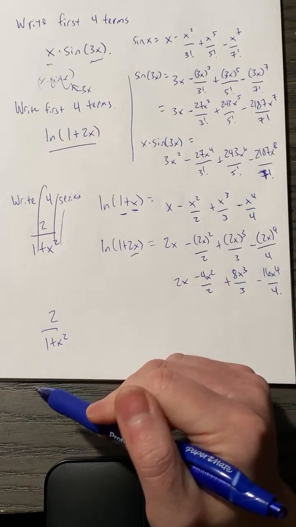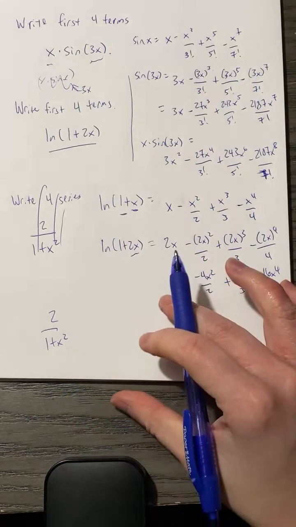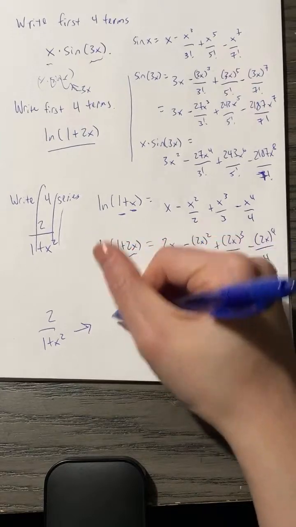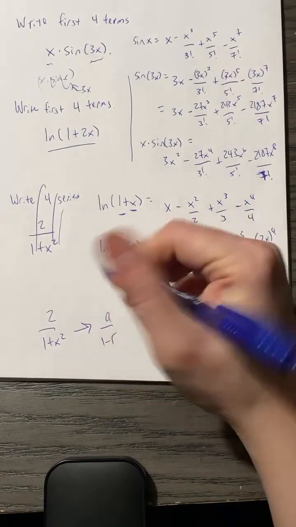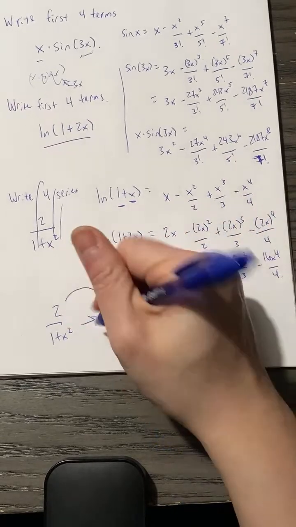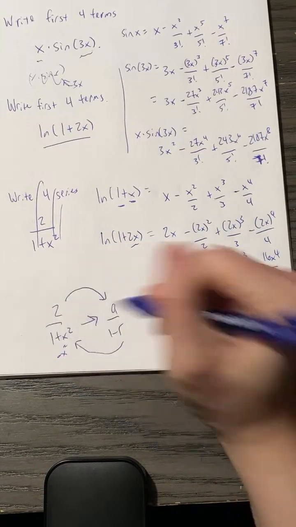There are ways to do this by memorizing the Taylor series for 1 over 1 minus x, but I like to do this by geometric series. So I like to think about this as a over 1 minus r. What's the a? Well, the a is going to be 2. And just keep in mind what's the r. It's not x squared, but because it's minus, it's going to be negative x squared that will be the r.